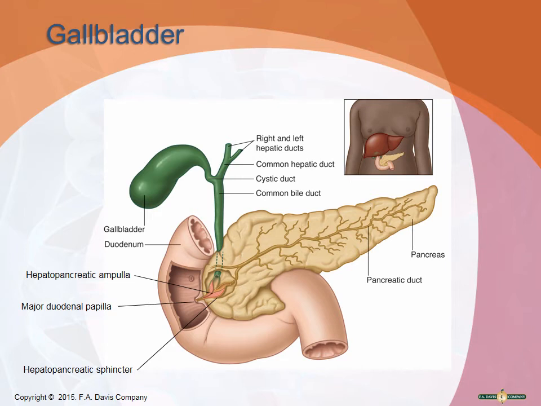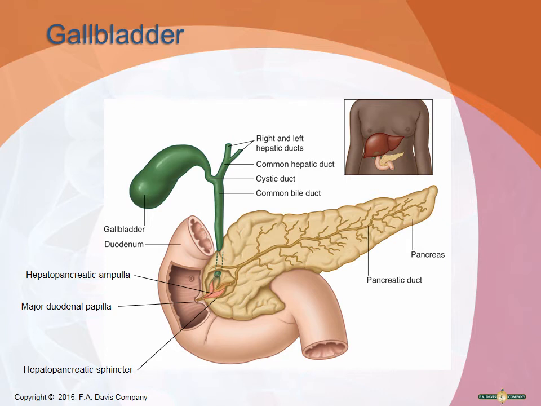The gallbladder. The gallbladder is underneath the liver. It's usually represented in green, and it's about the size of your thumb, 3 to 4 inches or so, and holds about an ounce plus of bile.